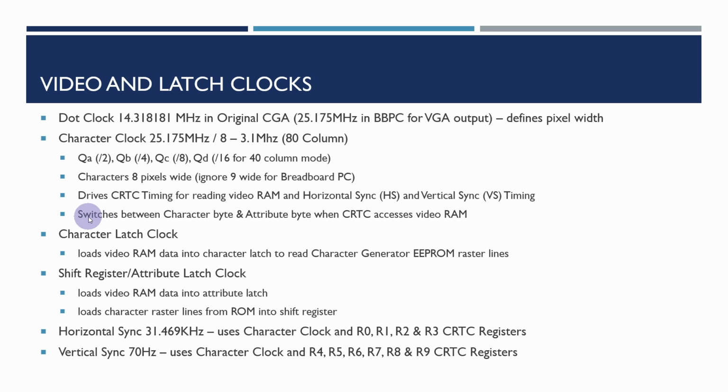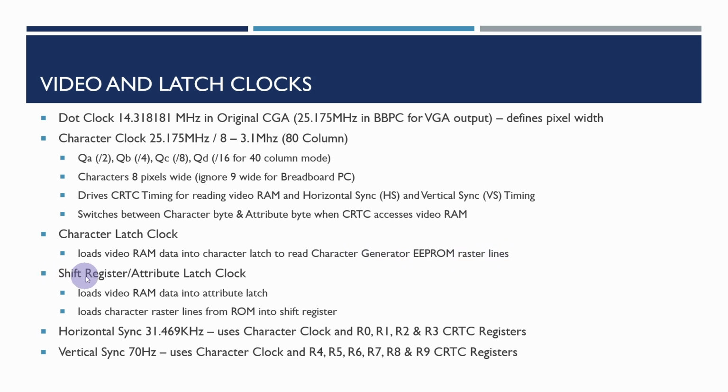And also we use this to switch between the character byte and the attribute byte. So the video address 0, the lowest bit value of the video address, actually uses the character clock here. So it switches between 0 and 1 for every character, and so this allows us to switch between the character byte and the attribute byte. Now to coordinate with that, we also need to make sure that the character latch clock loads the video RAM into the character latch to read the character generator EPROM raster lines. So effectively the character value provides the address lines for the character ROM.